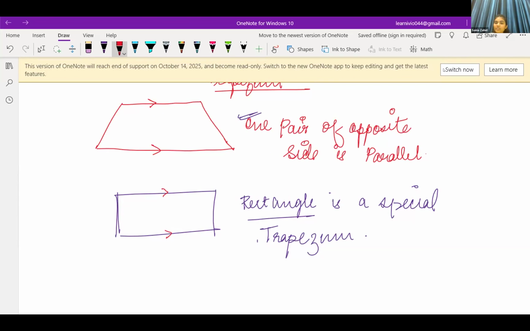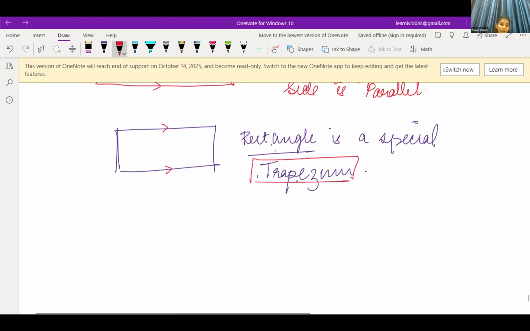So children, whenever this type of question is asked, a square is a special kind of rectangle, a rectangle is a special type of square, a rectangle is a special type of trapezium, a rectangle is a special type of parallelogram. Some of these statements are true, some are false. But how will you check which is true and which is false? Just check both the quadrilaterals. That a rectangle is a special type of trapezium means: for a rectangle to be a trapezium, what property should it be following?